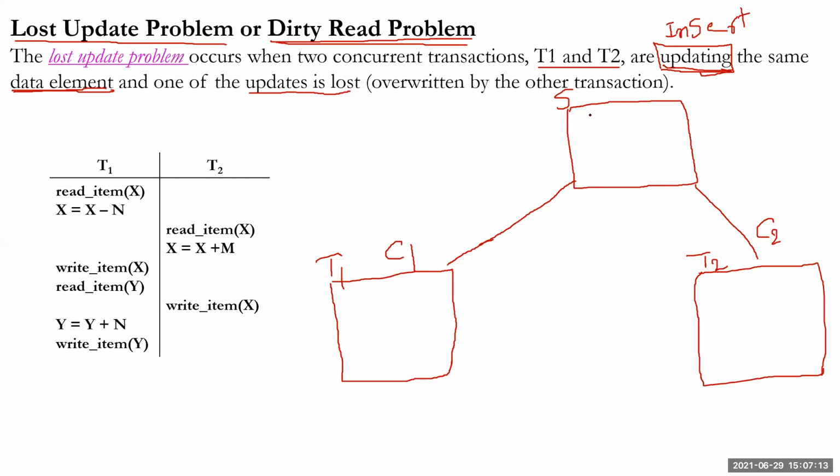So let me say that the database has two different elements. The first element is X and the second element is Y. So this is X and this is Y. These are two different database elements, and the database which contains these X and Y is the same. For explanation, let me take X as 10 and Y as 20, for example.